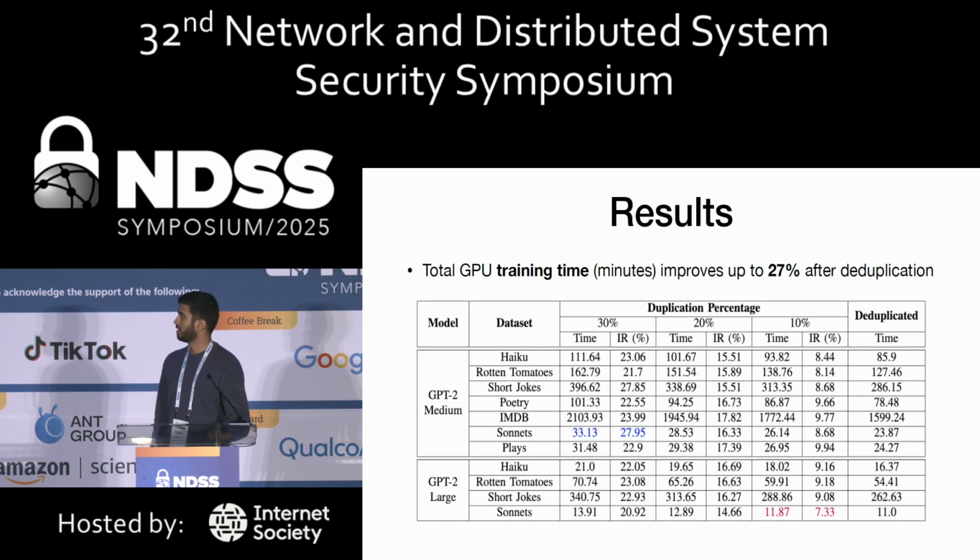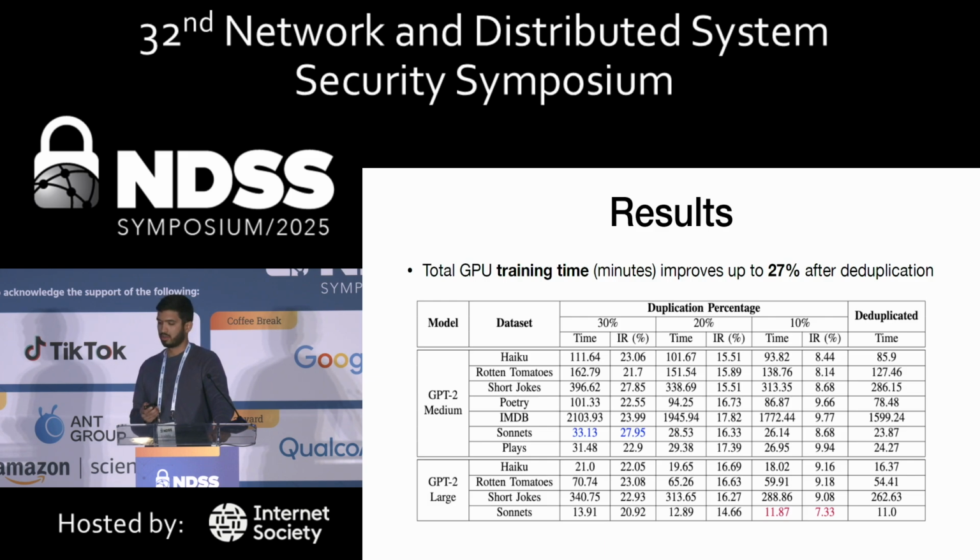And similarly, we have the same results for the total GPU training time. And once again, the rightmost column denotes the best training time, which is observed in the deduplicated datasets. And the highest improvement in this case is observed for the Sonnets dataset with GPT-2 medium, which is about a 27.9% improvement in training time.